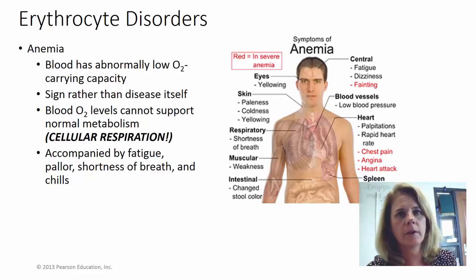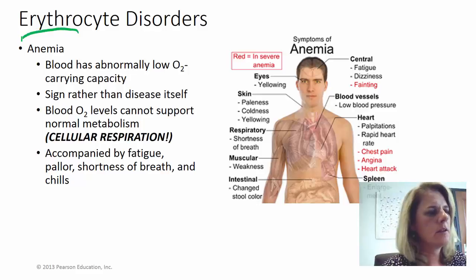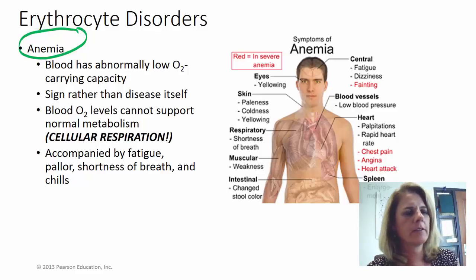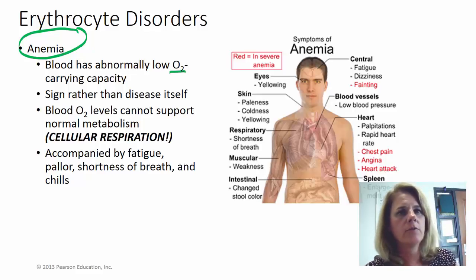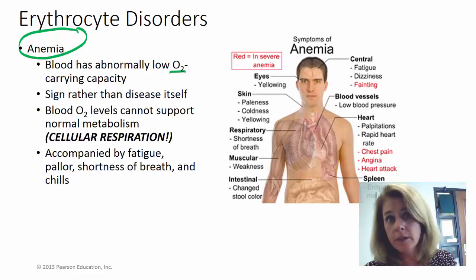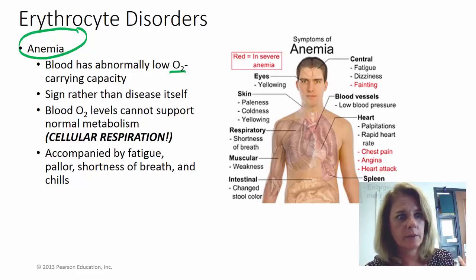Probably the most common erythrocyte disorder is known as anemia. And anemia is really just a generic term, okay? So we're going to talk about all the different types of anemia, but all anemia means is you have an abnormally low oxygen carrying capacity, okay? So for whatever reason, you don't have enough oxygen circulating in your body, either due to not enough red blood cells or not enough hemoglobin.